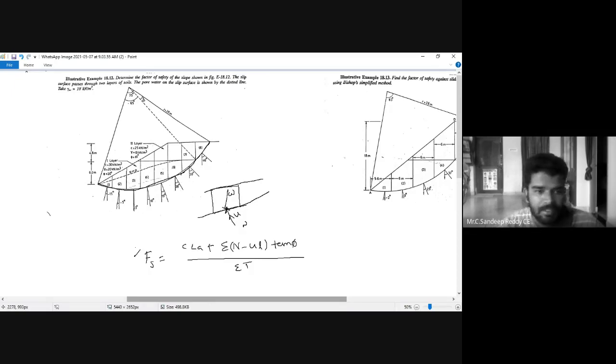Then this UL value is the same. If you see the picture properly, what is given? There are 8 slices. Up to the 7th slice, the dotted line is indicating the pore water pressure line, or pore water line. So up to the 7th slice, the UL value is the same, because the pore water pressure line exists up to the 7th slice. But in the 8th slice, it is not considerable.